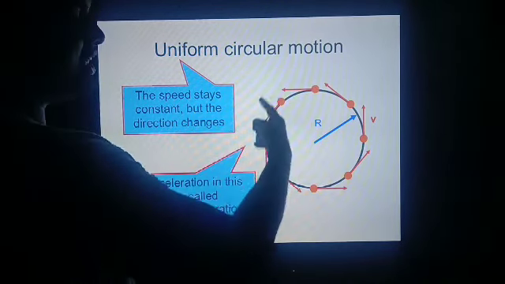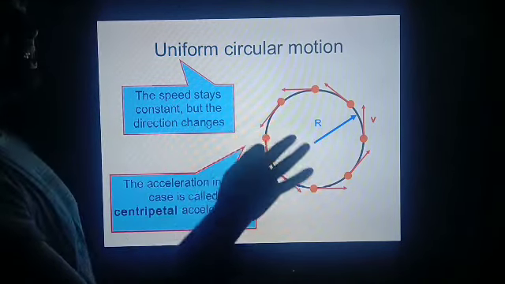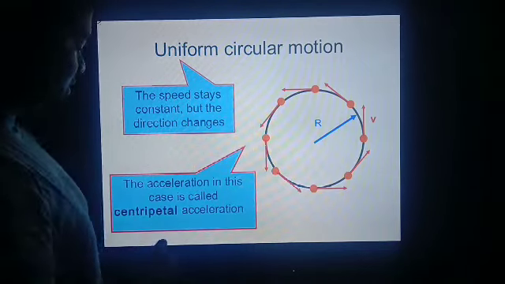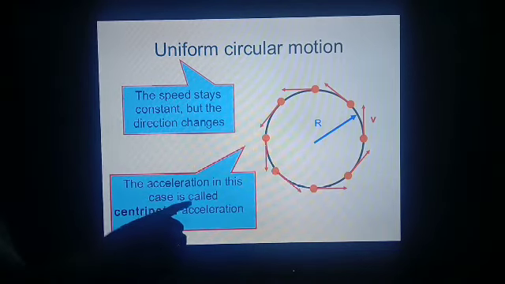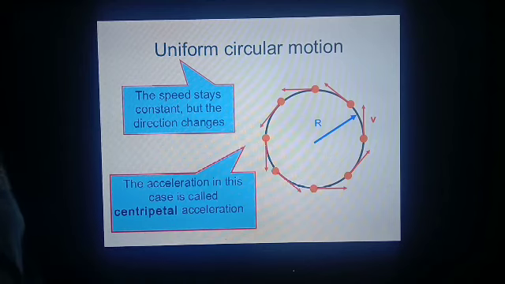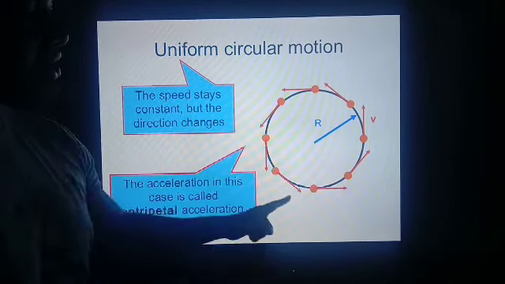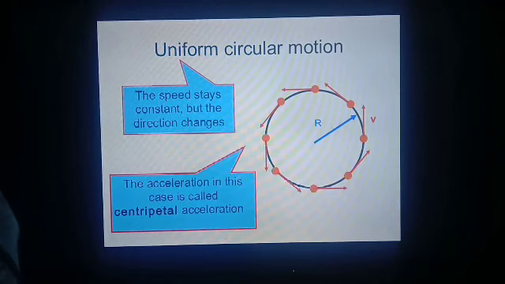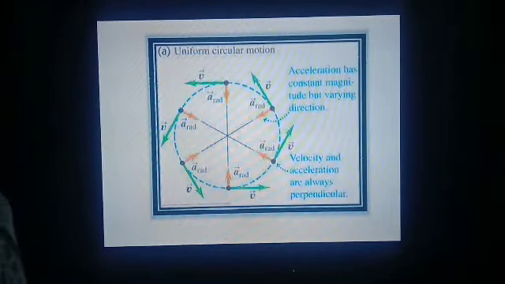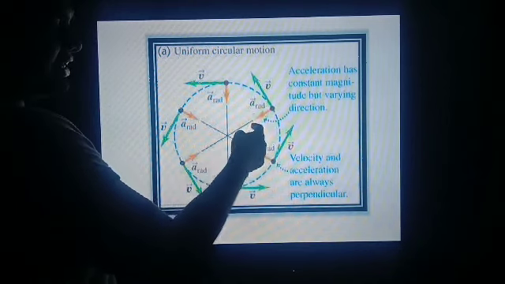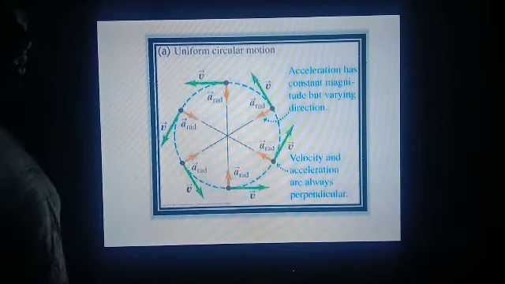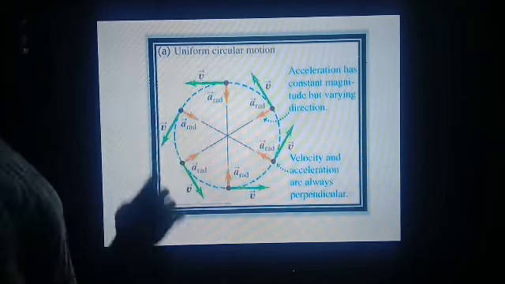Due to the change in direction, the body is said to be accelerated. The acceleration in this case is called centripetal acceleration. This acceleration, due to the change in direction, is called centripetal acceleration. See, the velocity and the acceleration are perpendicular to each other in uniform circular motion.